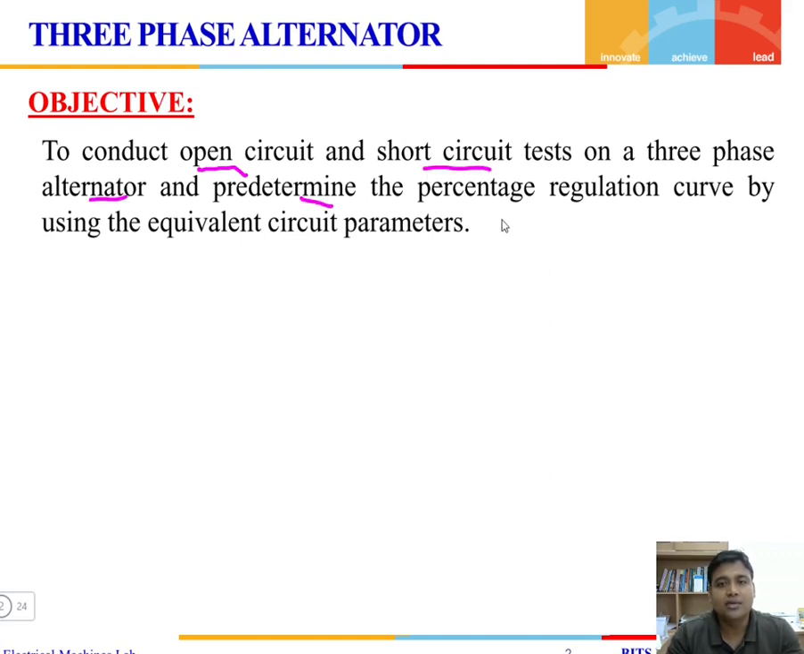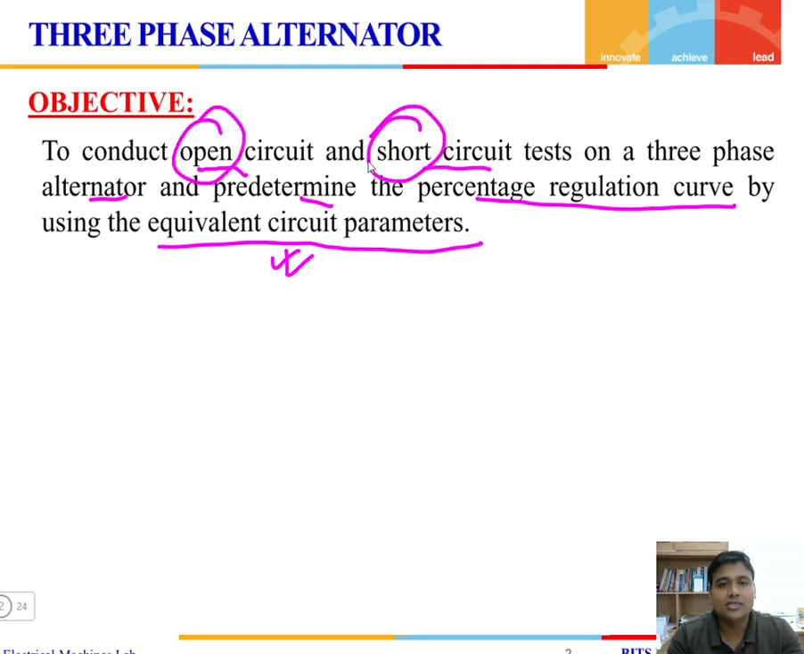and predetermine the percentage regulation curve by using the equivalent circuit parameters. So basically we are trying to find the equivalent circuit parameters first from the testing, that is the open circuit test and the short circuit test, and then we will try to determine the percentage regulation of the alternator.